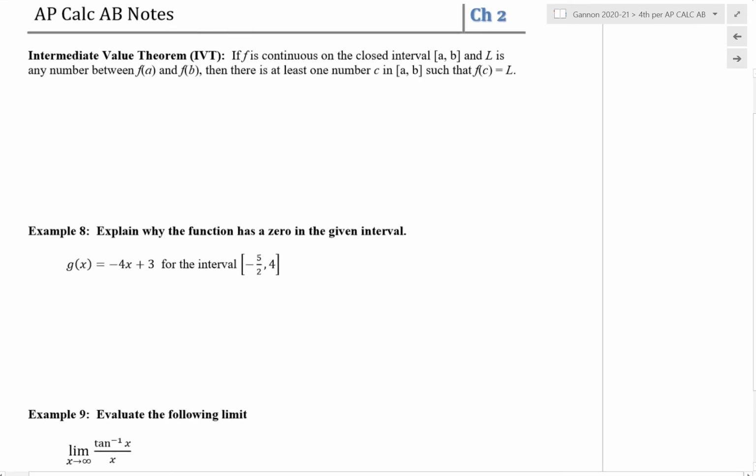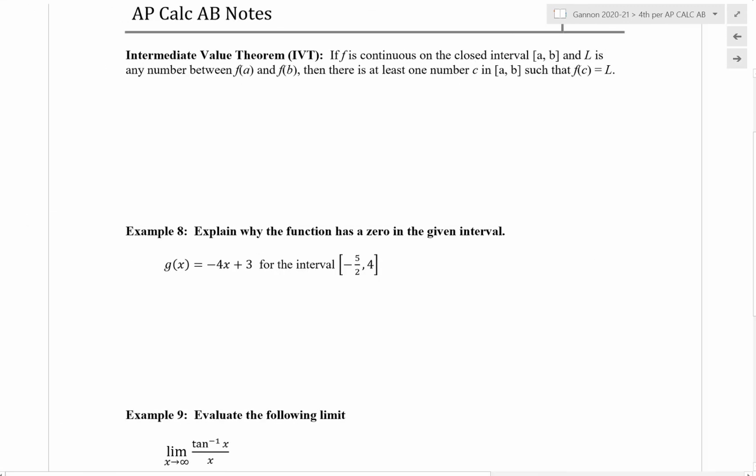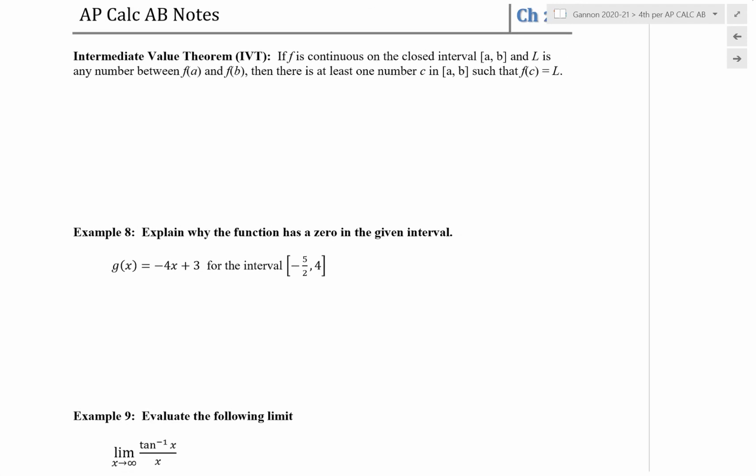Okay, let's take a look at the next idea. So now we have something that's called the intermediate value theorem. And this is really the first theorem we're going to talk about. So we're going to shorten it as the IVT. But here are the conditions. If f is continuous on the closed interval a to b, and L is any number between f of a and f of b, then there is at least one number c in the closed interval a to b such that f of c equals L.